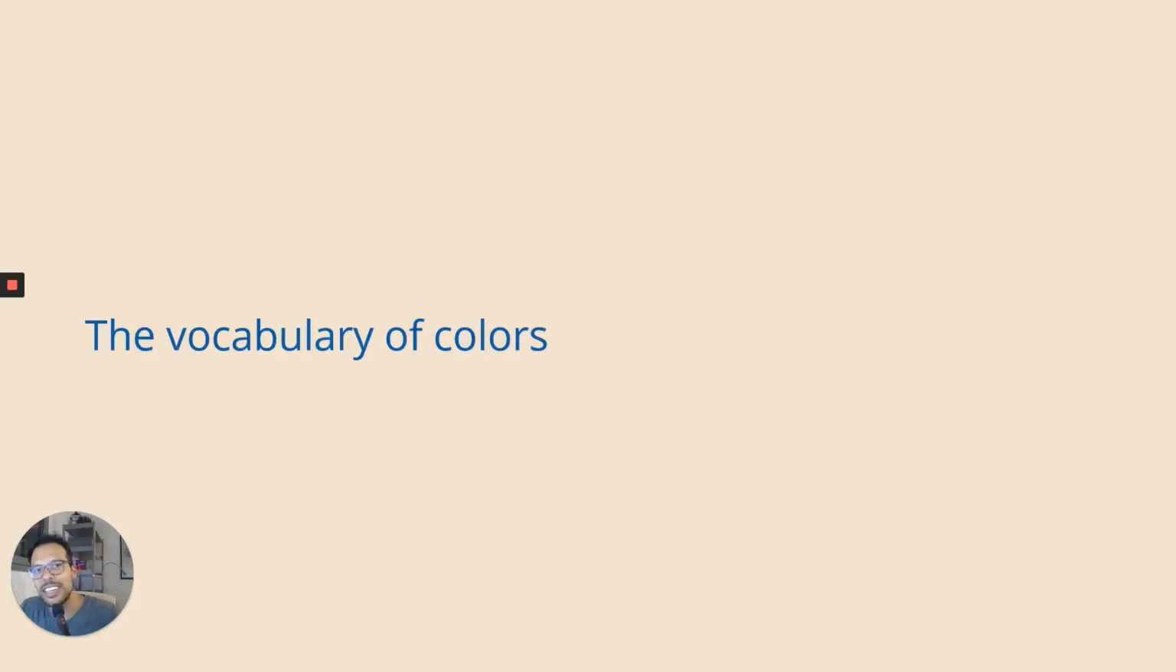Now let's just take a look at the vocabulary of colors. And understanding these terms will help you make more informed decisions, especially when choosing colors for your presentation. Hue is the most basic form of a color. It's a color's purest identity, independent of other values such as lightness, darkness, saturation. Hues are what come to mind when we think of colors in their purest forms.